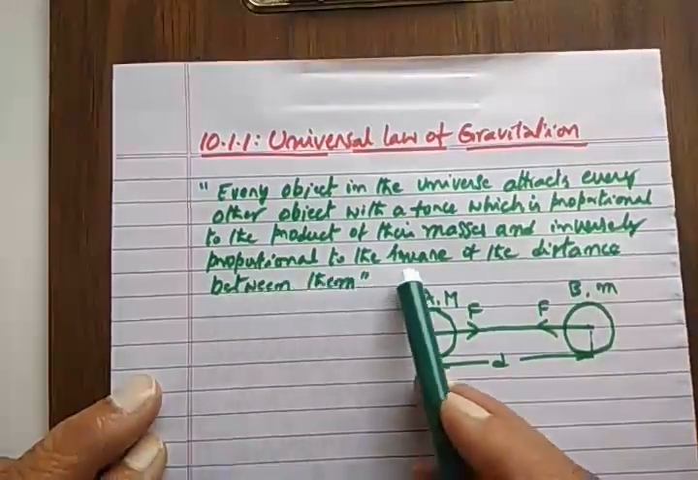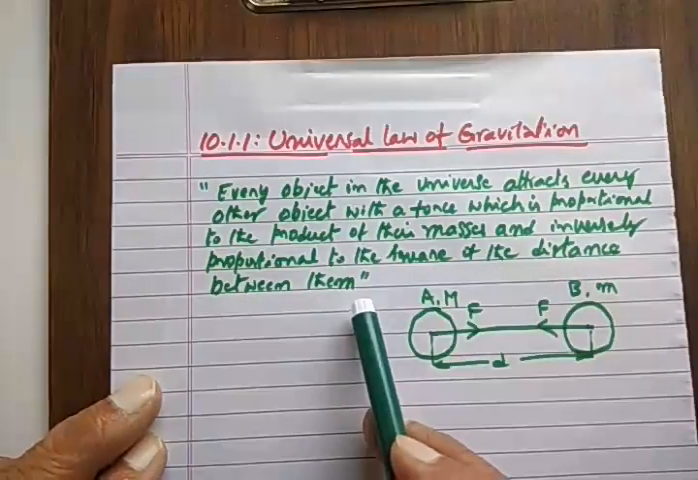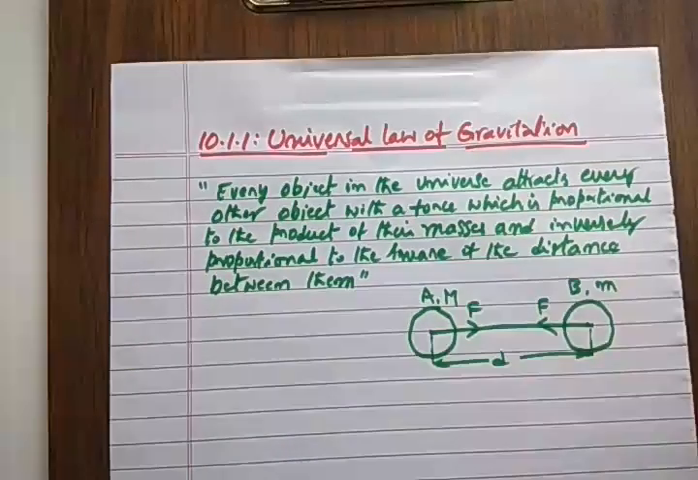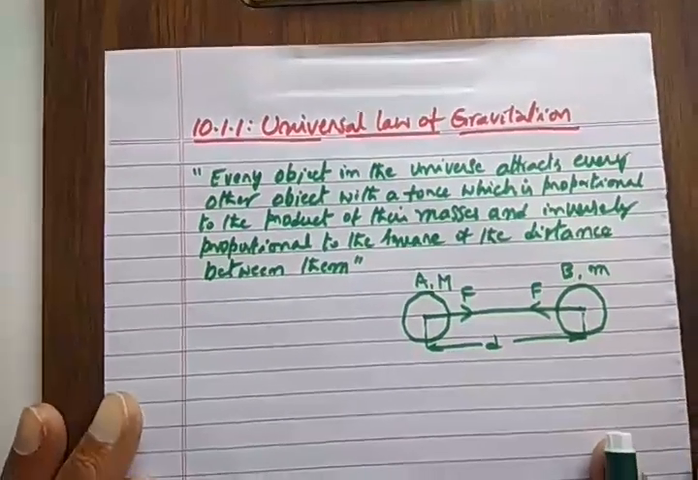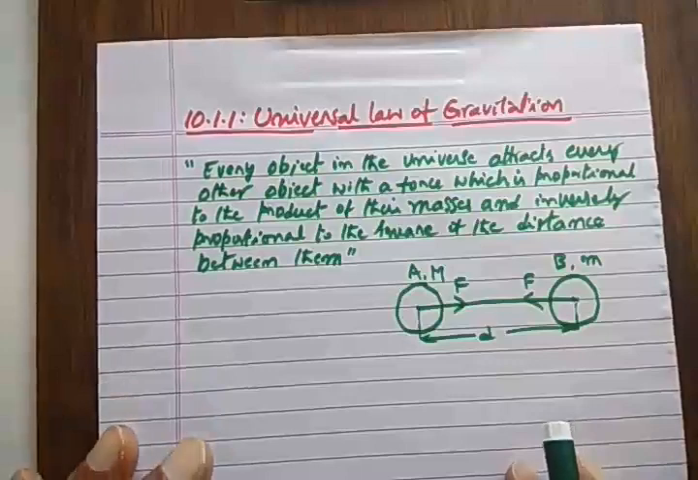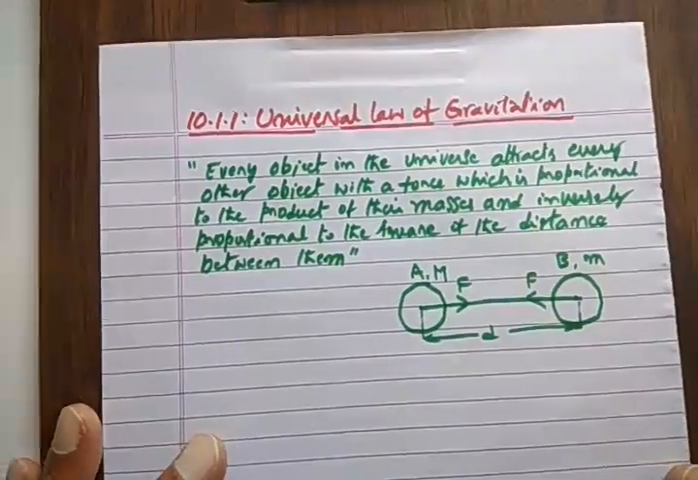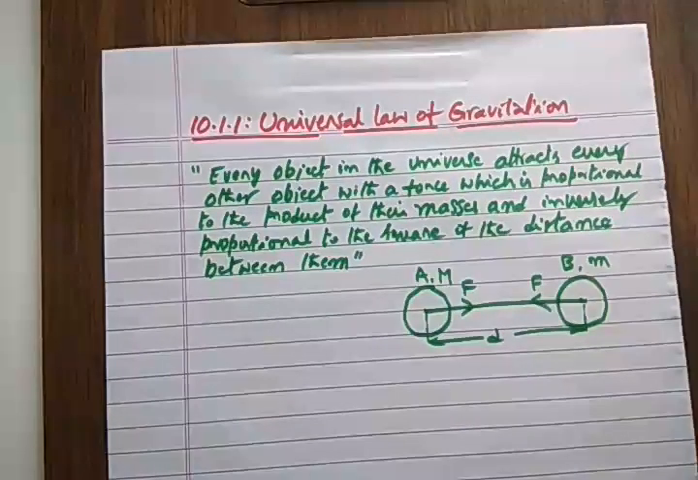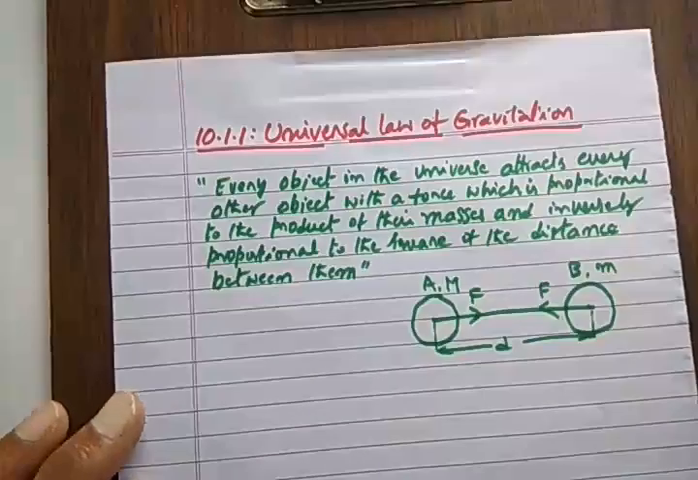And inversely proportional to the square of the distance between them. Distance also matters. If it is inversely proportional here, that means if the objects are nearby, the attractive force is more. If it is far apart, then it will be less. So this I represented with a diagram. So first I will write the diagram.